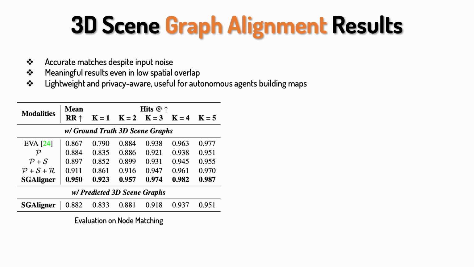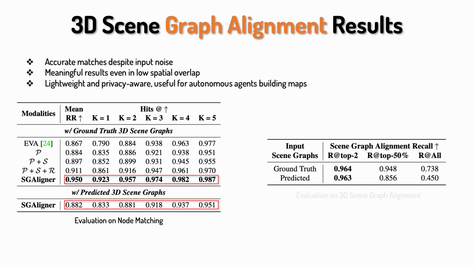SGAligner provides accurate matches despite the noise in the input when using predicted and not ground truth scene graphs. We also evaluate how well two scene graphs can be aligned given the predicted node matching. Scene graph alignment recall for the top two matches is approximately the same for both ground truth and predicted data, which further highlights our alignment robustness.